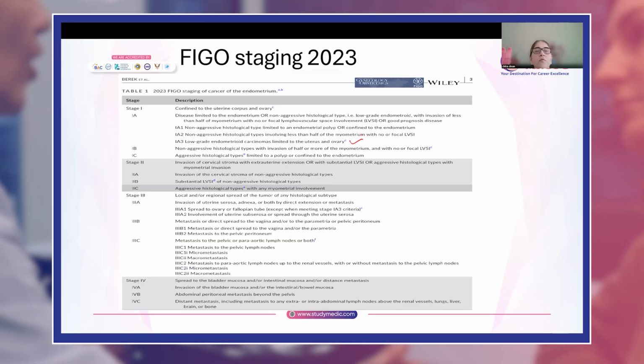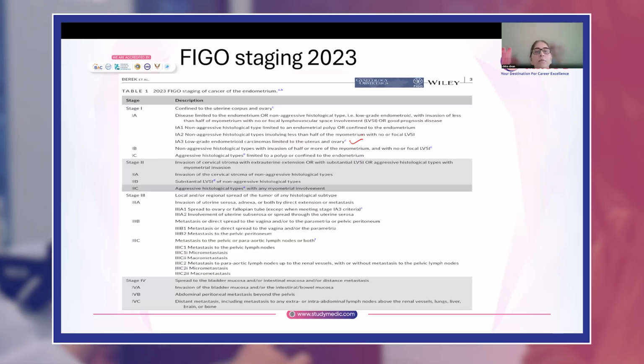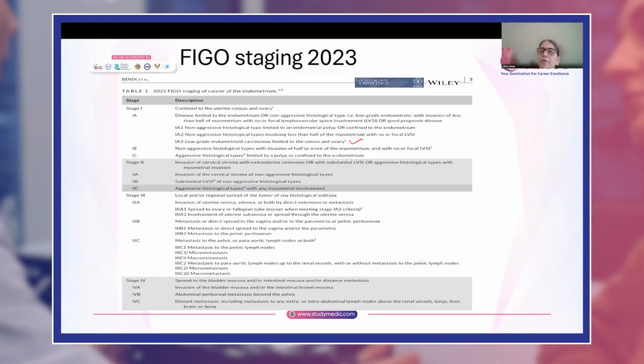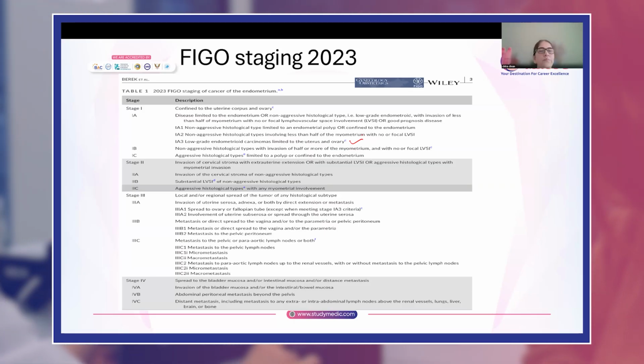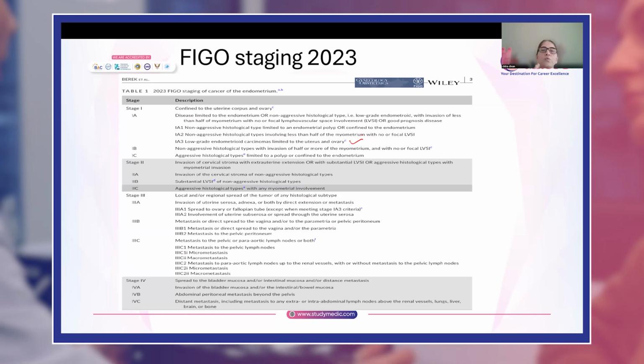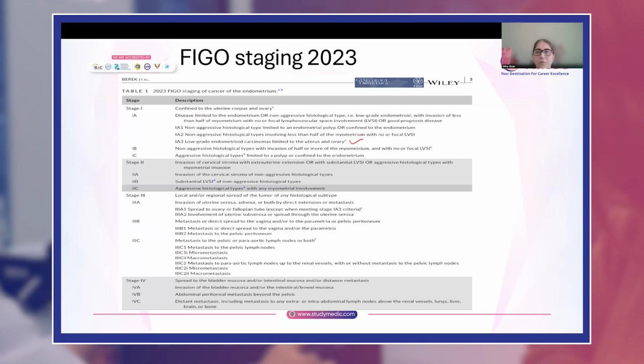3A2 is involvement of the uterine serosa, that means it has breached the uterine serosa and it has spread to surrounding structures. Remember, stage 3, usually you will have all high-grade tumors. Okay.